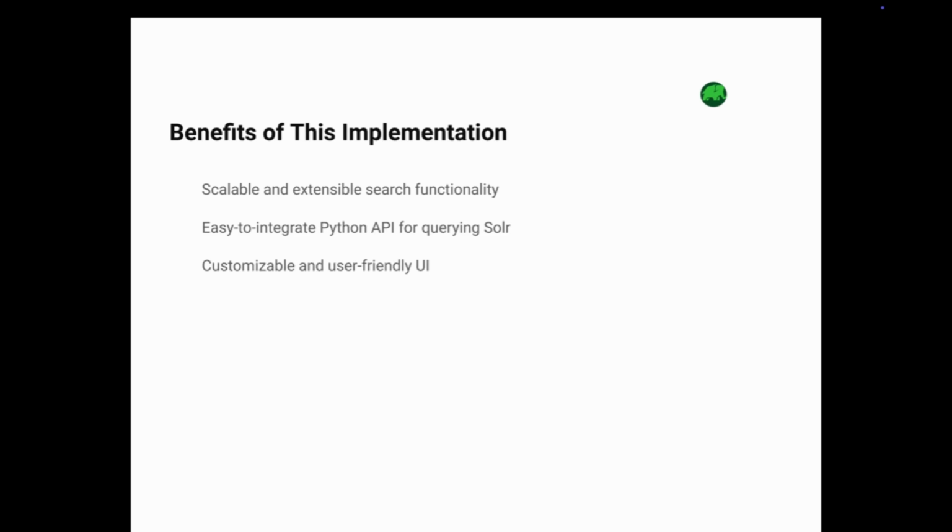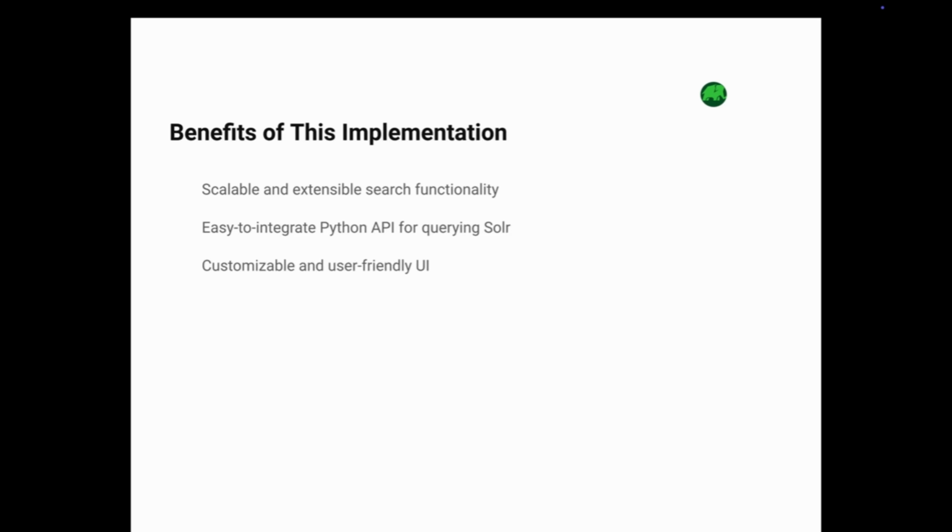Finally, let us talk about customization. Apache Solr allows you to create a user-friendly UI that is tailored to your specific use case. From faceted filtering to advanced sorting, you can design an interface that makes it easier for users to find exactly what they are looking for quickly and efficiently.